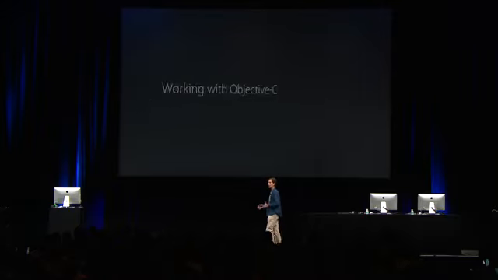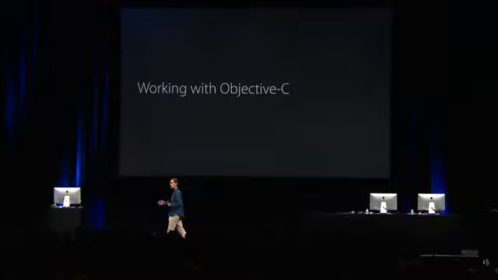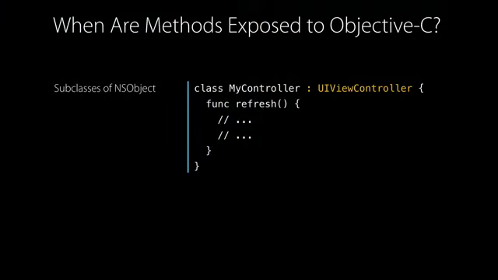We just saw how easy it is to get the Objective-C APIs into Swift. But a lot of people come up with the question, when is my Swift exposed to Objective-C? And so let's go over the rules for this. If you have a class that's a subclass of NSObject, then by default, its methods and properties are exposed to Objective-C. In this case, we have a class MyController that's a subclass of UIViewController. That's indirectly a subclass of NSObject. So this refresh method will be exposed to Objective-C.